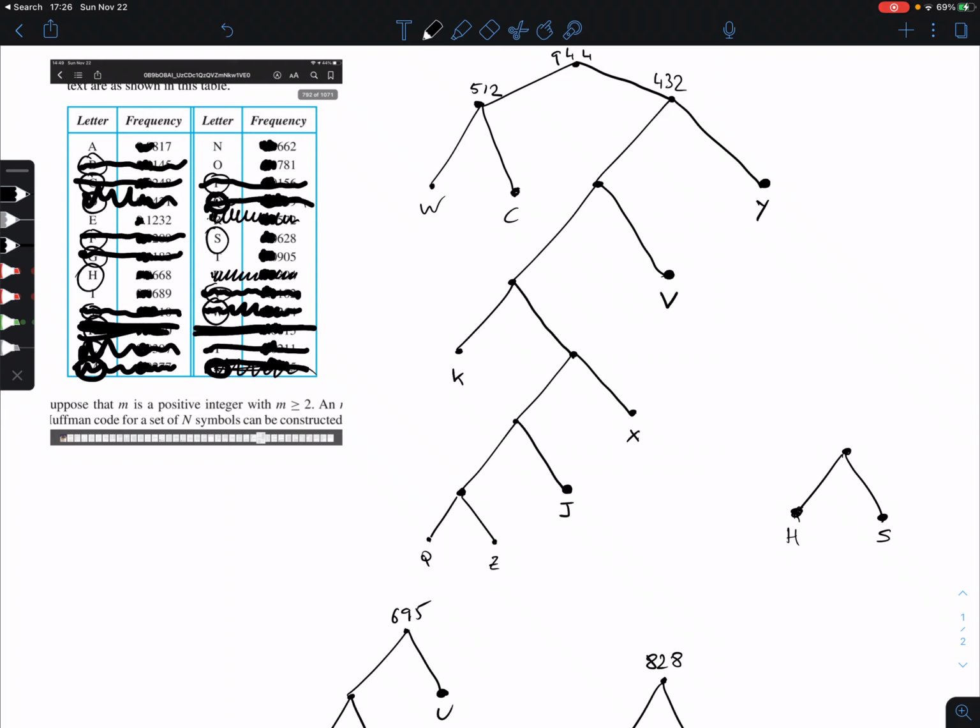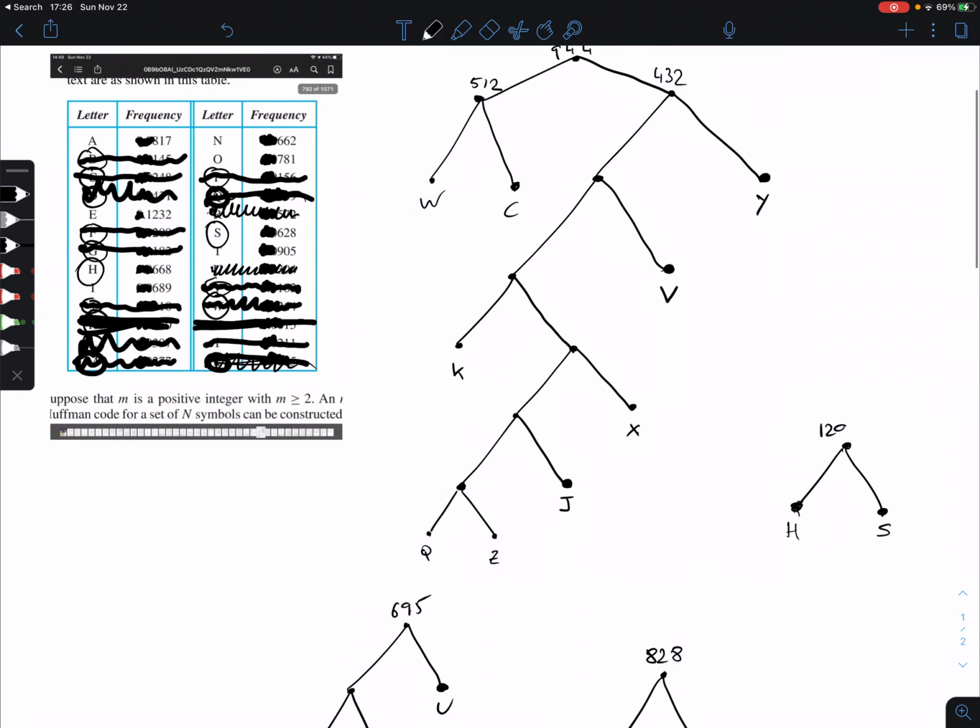628 plus 668, 1296. So we have now also H is gone, S is gone. So we have two more 600s left, and they are still smaller than the three that I have, so also N and I need to be combined.